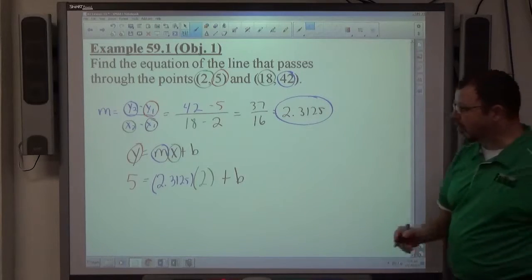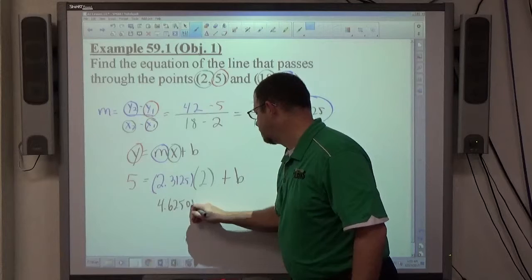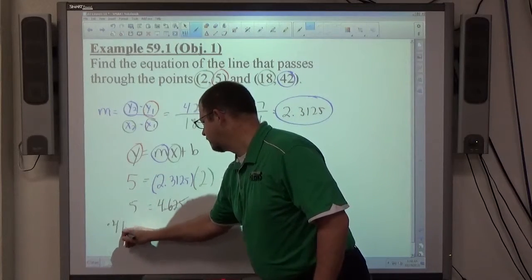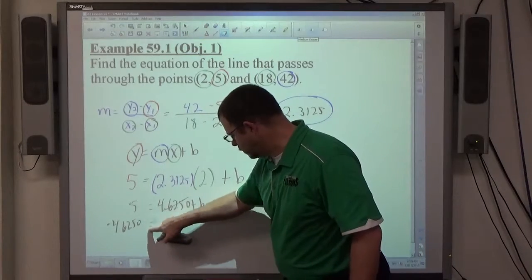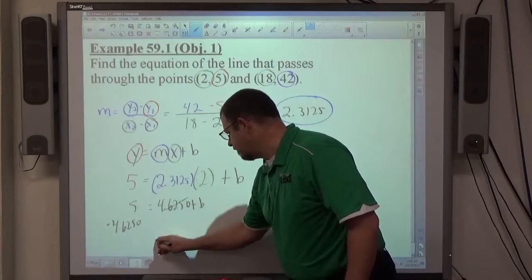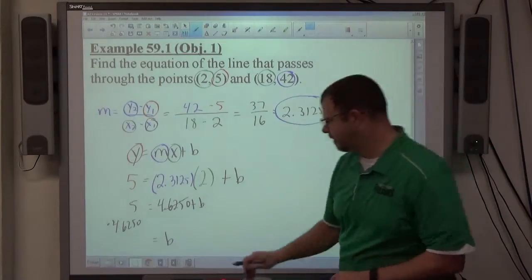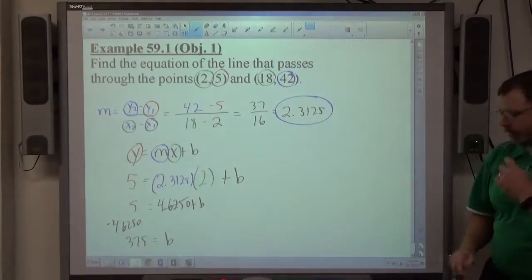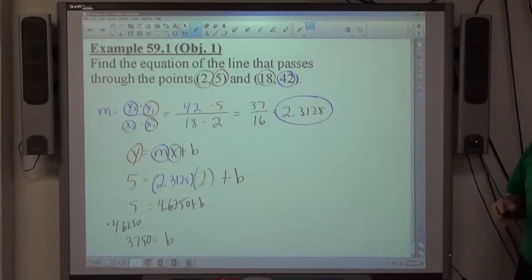If I multiply 2 times 2.3125, I get 4.6250. And move that to the other side. I'm going to get, is it negative point, or sorry, positive 0.375? Yep. So I get B, and if we go, again, 4 decimal places, 0.3750. I figured out what M was, I figured out what B was, both to 4 decimal places.